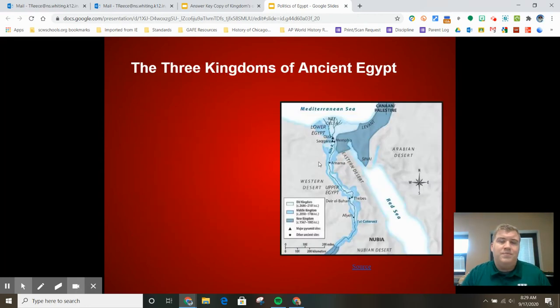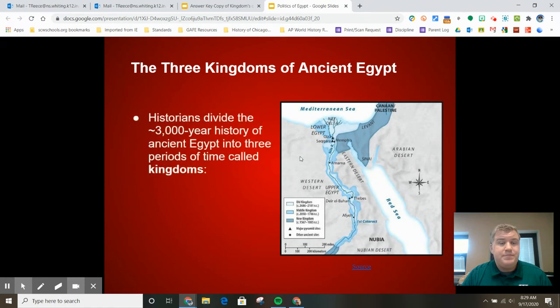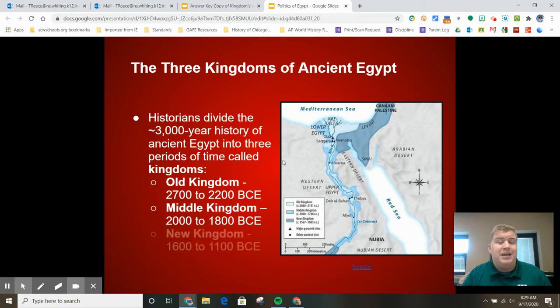Before I get there, let's talk about the three kingdoms overall. Roughly around 3000 BCE, we get the three different kingdoms: the Old Kingdom, the Middle Kingdom, and the New Kingdom. They're great names, I know, right? So when it comes to these three kingdoms, this is where your graphic organizer comes into play.